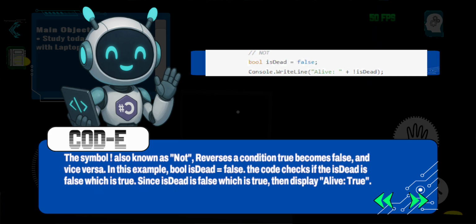The ! symbol, also known as not, reverses a condition: true becomes false and vice versa. In this example, bool is dead equals false. The code checks if is dead is false, which is true. Since is dead is false, which is true, then display alive true.